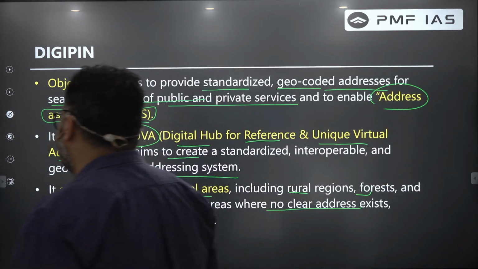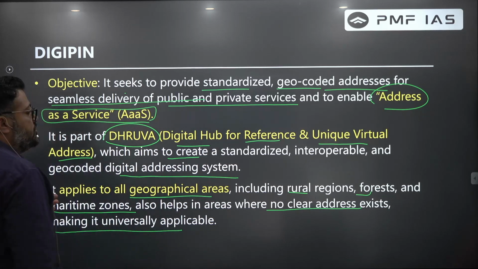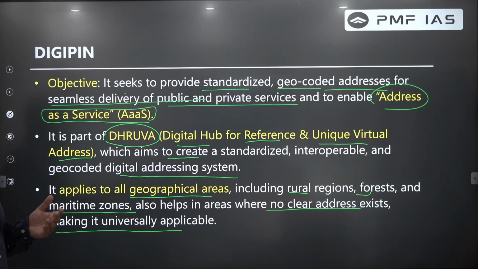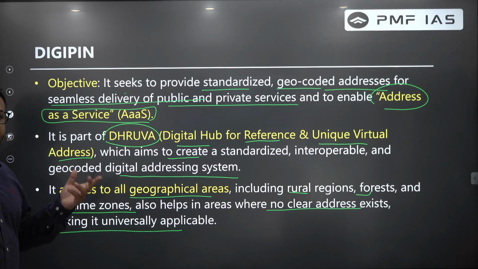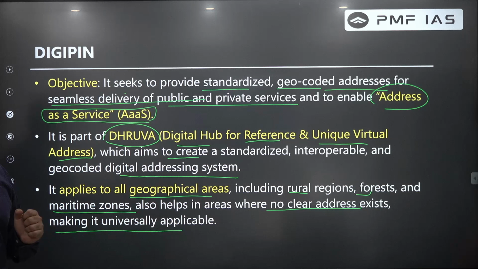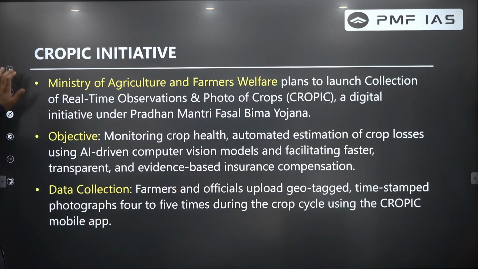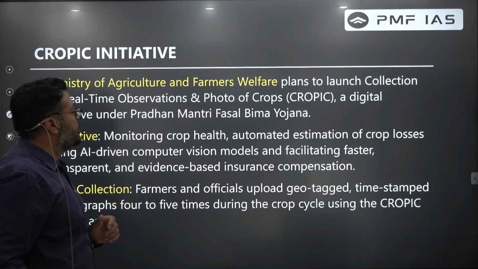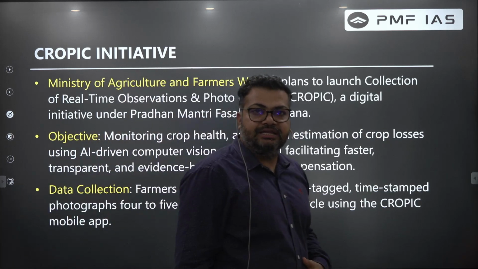UPSC can ask these kind of questions, even though it may be related to economy in terms of promoting logistics and such, but you can understand it's a technological innovation. That's why I'm talking about it in science. Next is the CROPIC Initiative.